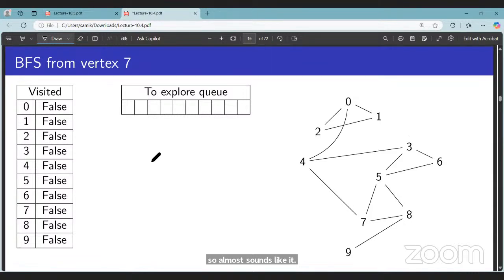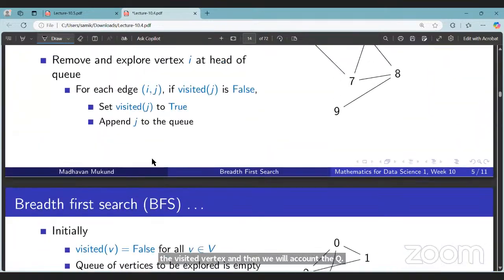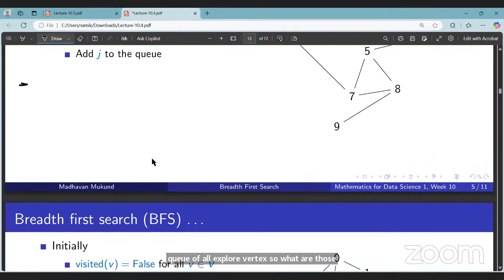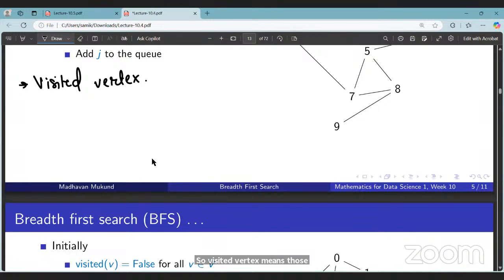So in BFS, we will keep track of two things initially. We'll keep track of the visited vertices, and then the queue of all explored vertices. So what are those things? What are the visited vertices? Visited vertices means those vertices which we are going to visit.